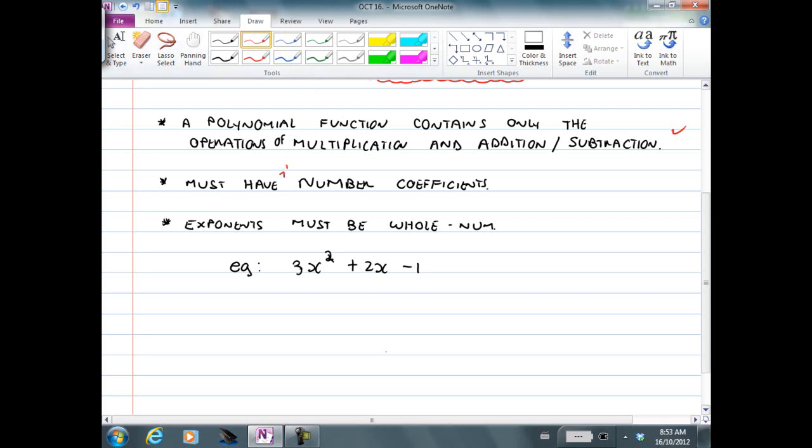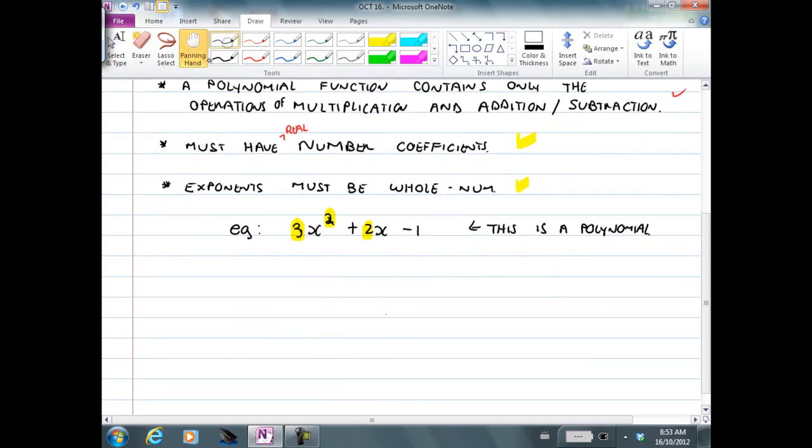The coefficients must have real number coefficients. So look at my coefficients. If my coefficients have real numbers, criteria 2 is check. Next thing, your exponents must be whole numbers. Look at my exponents. Check. So therefore, this is a polynomial. Voila, that's what it means.